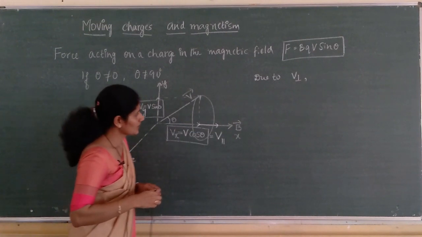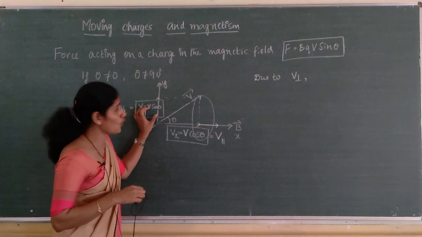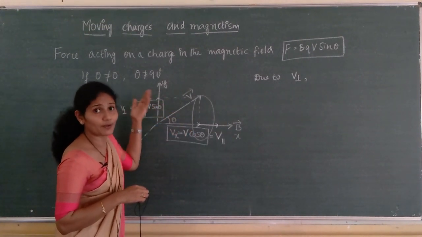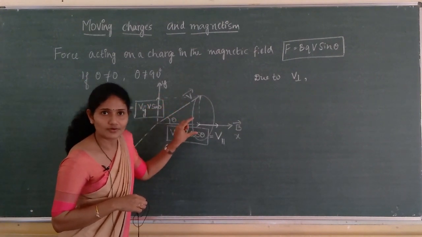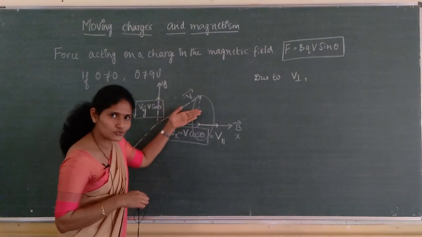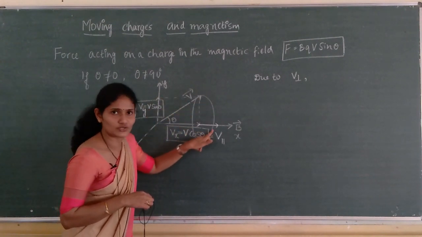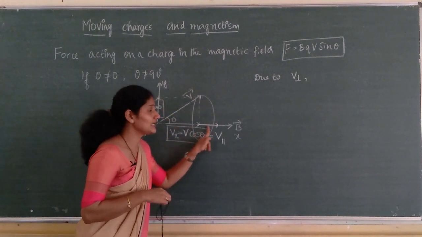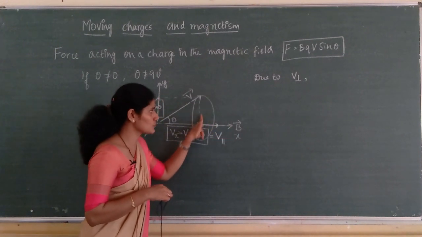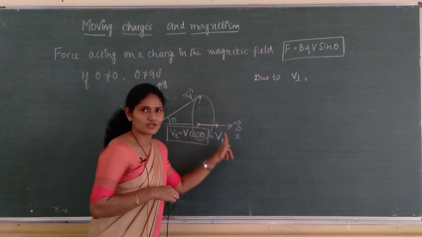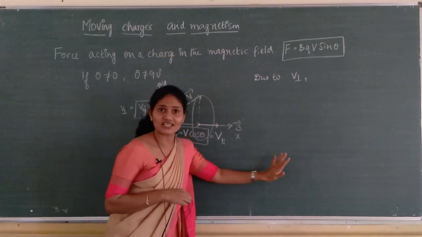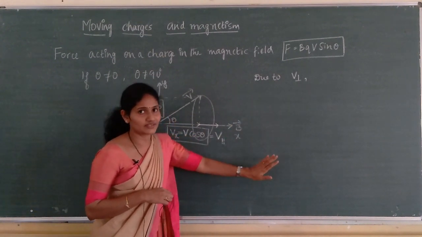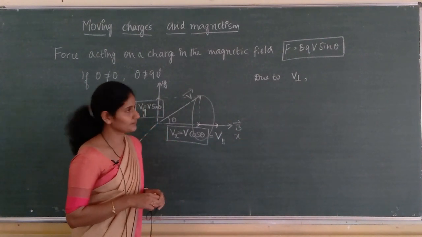Due to the superposition of the parallel and the perpendicular components, the particle will have both circular motion and linear motion. So this is the path followed by the particle when theta is not equal to 0 and when theta is not equal to 90 degrees.